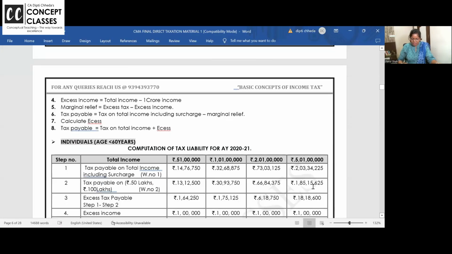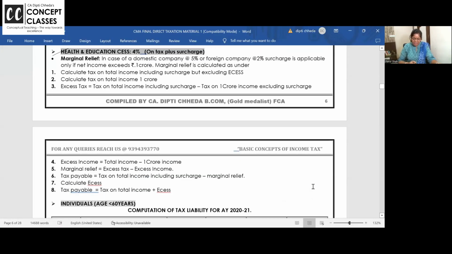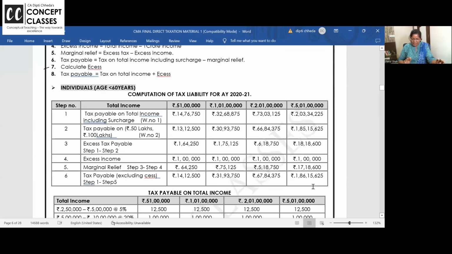Now, orally, nothing is clear. So examples are already printed in your material. Please check the concept of marginal relief. There are some steps, but you don't have to mug up the steps. They will come on their own. First see the concept. Just take the first example. Look at the screen, dear students.